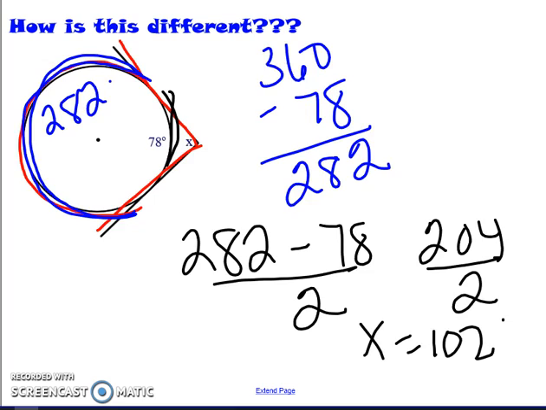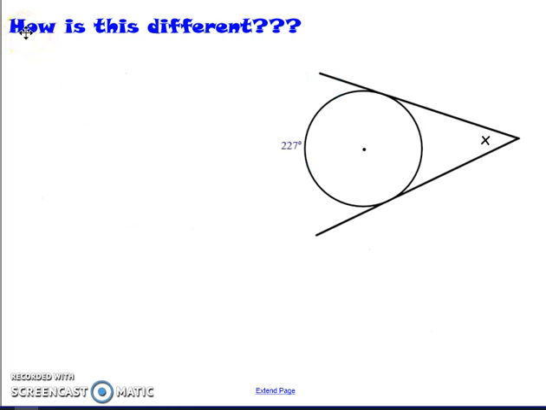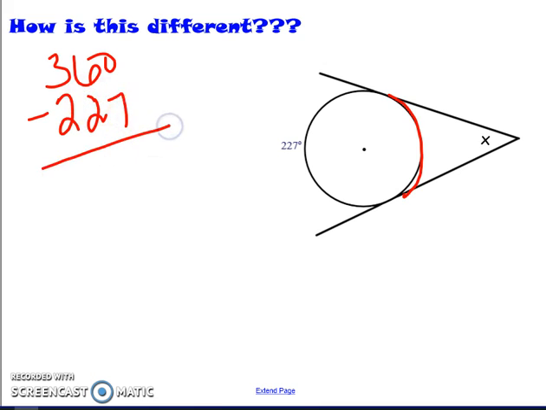All right, so we have one more that looks like that with the double tangents again. So the first thing we have to do is find our other arc. So our major and our minor add up to 360. So we're going to take 360 and subtract our 227.